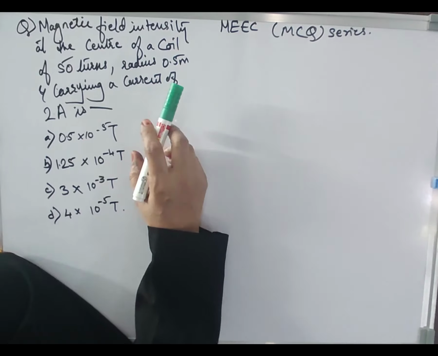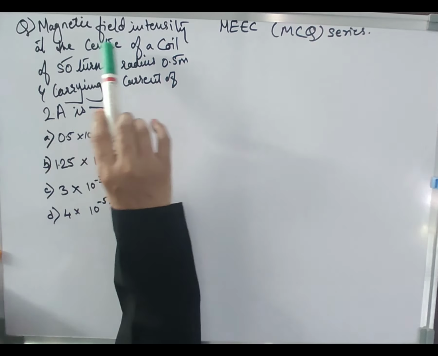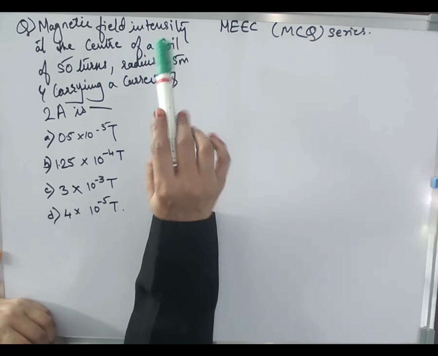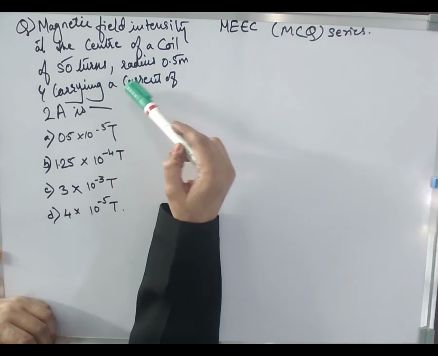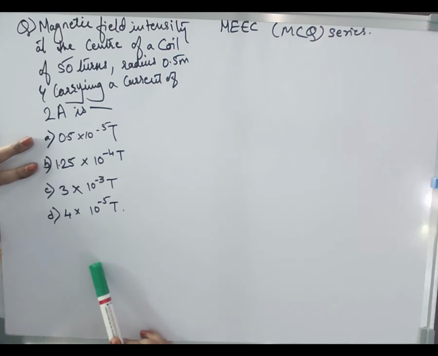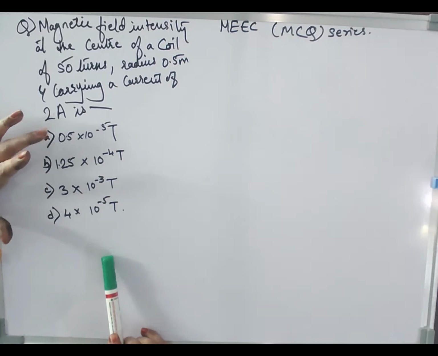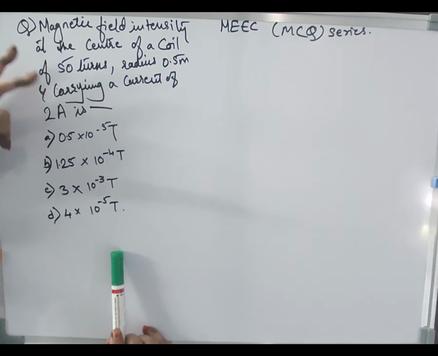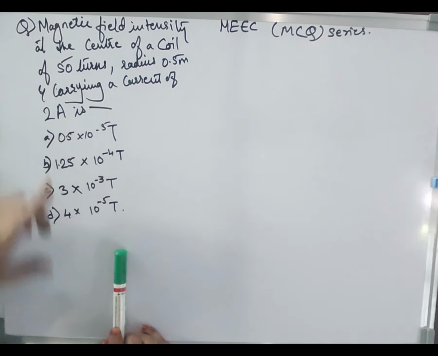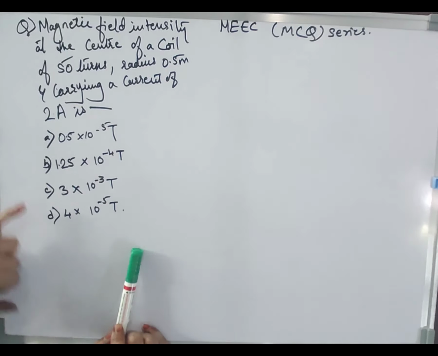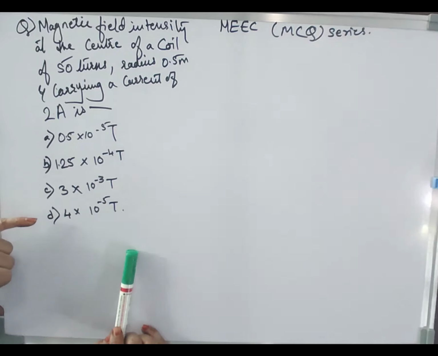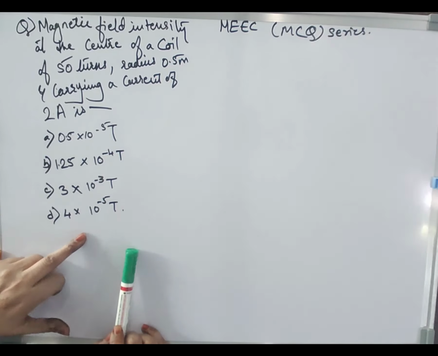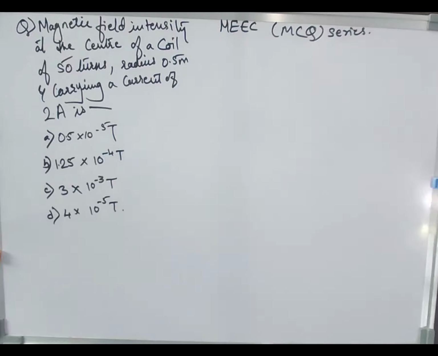So now our next question says: magnetic field intensity at the center of a coil of 50 turns whose radius is 0.5 meter and carrying a current of 2 ampere is, and our options are 0.5 into 10 raised to minus 5 Tesla, 1.25 into 10 raised to minus 4 Tesla. Option C says 3 into 10 raised to minus 3 Tesla, and option D says 4 into 10 raised to minus 5 Tesla. So now moving on to the solution.